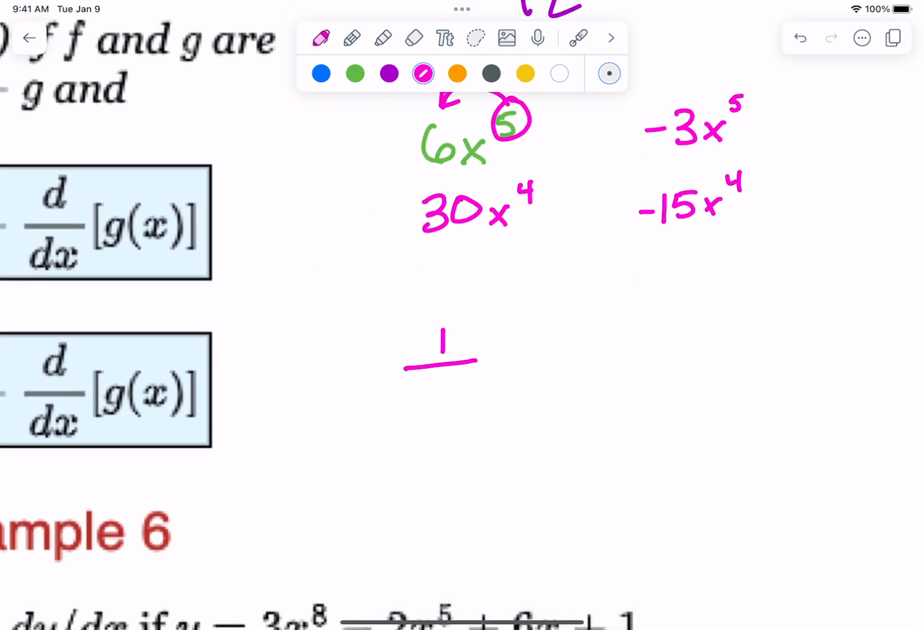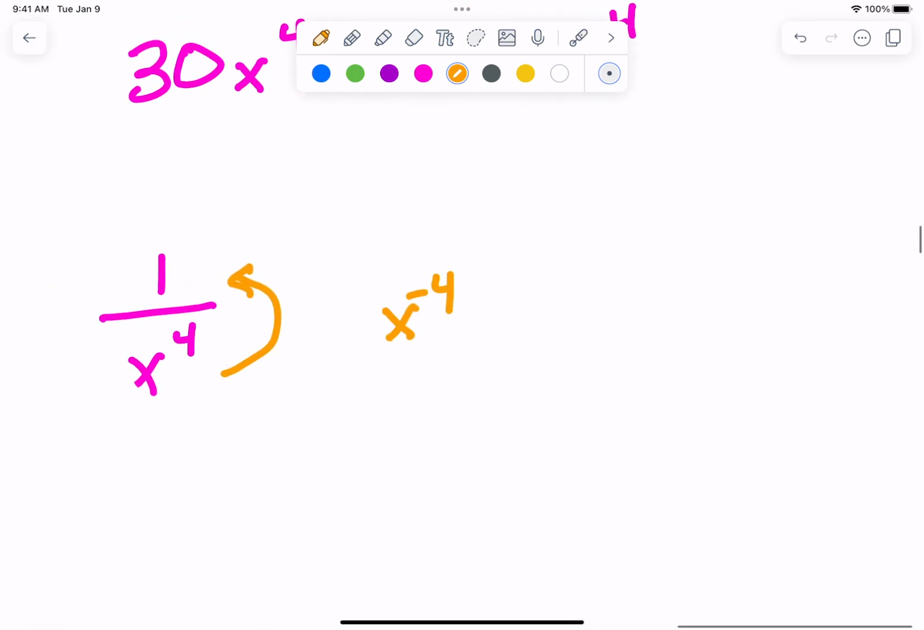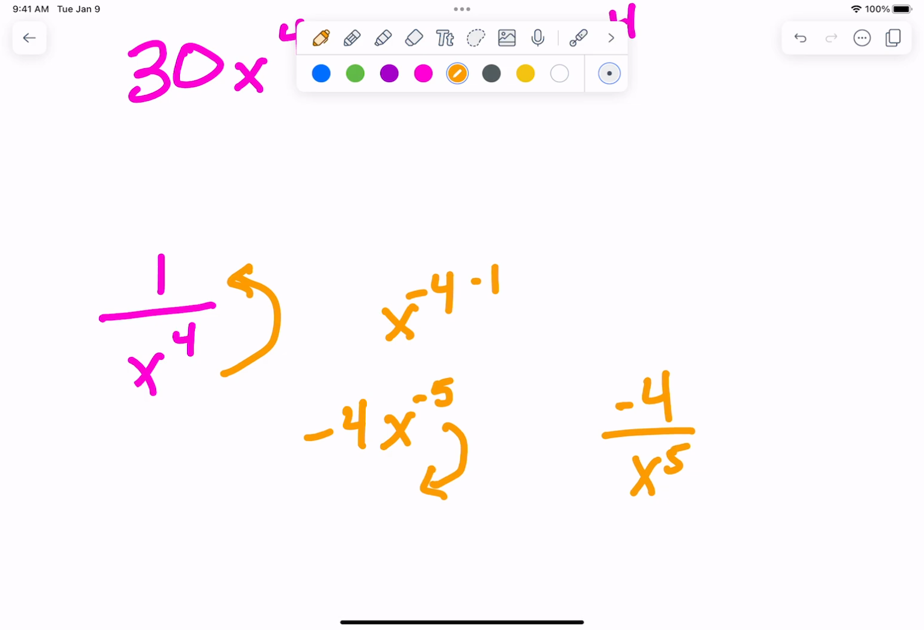Let's say I have 1 over x to the 4th power. How do you find the derivative of that? I'm going to move the x to the 4th to the top. If I put it to the top, it is now x to the negative 4th. True? Now I find its derivative. So I move the 4 down in front, negative 4, and I subtract 1, so that makes it x to the negative 5th power, negative 4 minus 1. Now I move it back down: negative 4 over x to the 5th.